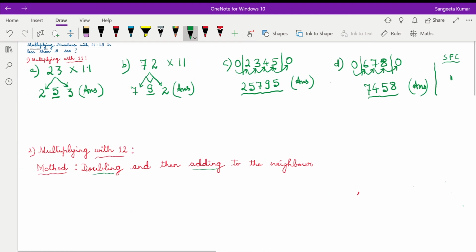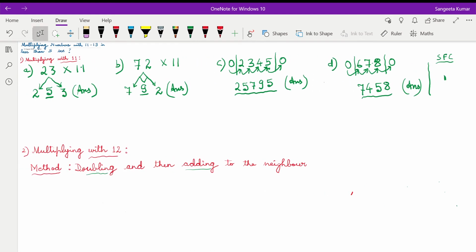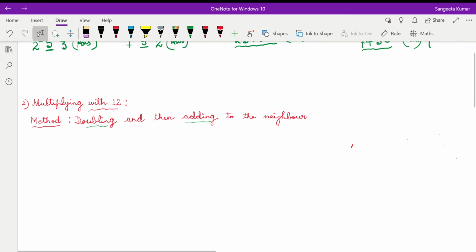Now we move on to the next number, multiplication with 12. See, the rule is very simple. Since 12 has a 2, every digit we have to double and then add to the neighbor on the right. So let me explain this with an example. We are going to take the number 854 multiplied with 12. The first step is the same as 11. Put two strokes, add 0 on both sides.